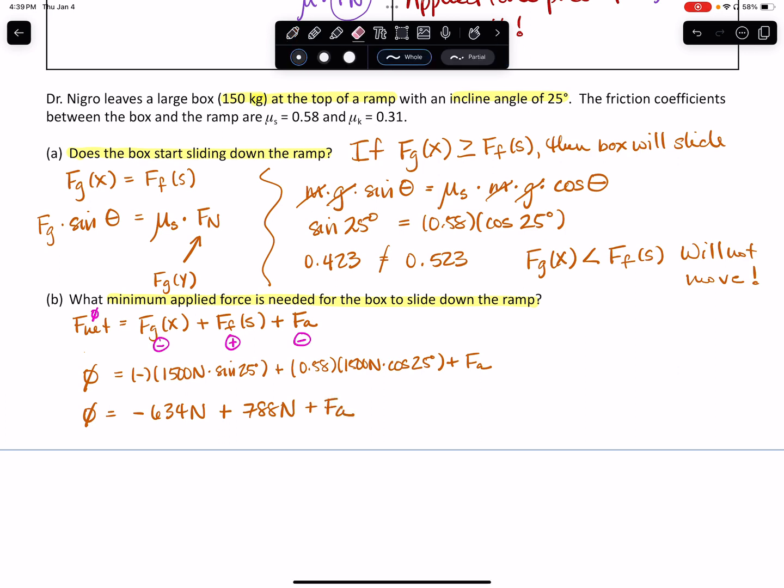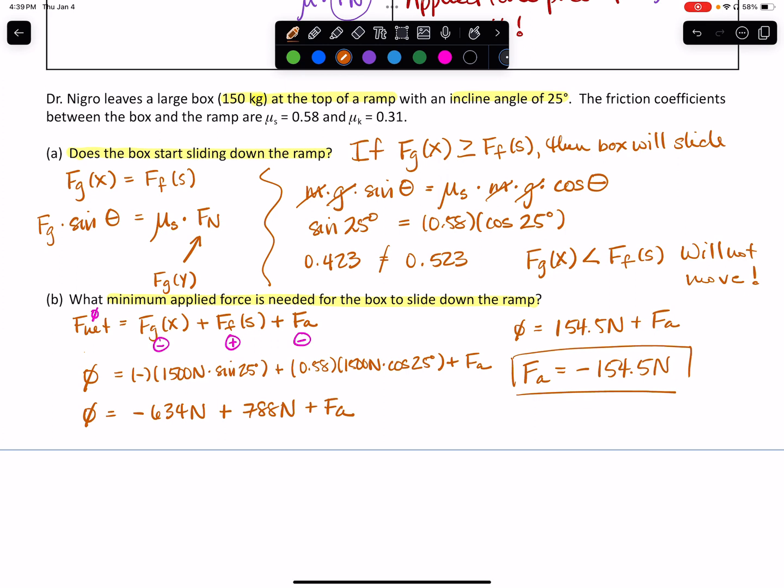If I add these two values together, I find that I have 154.5 newtons plus my applied force. I moved the 154.5 to the other side, so my applied force will be equal to negative 154.5 newtons. So I need to add a push that is at least 154.5 newtons. If I push it at less than that, it's still not going to be enough to get over that static friction. If I push it greater than that, then I'm in business.